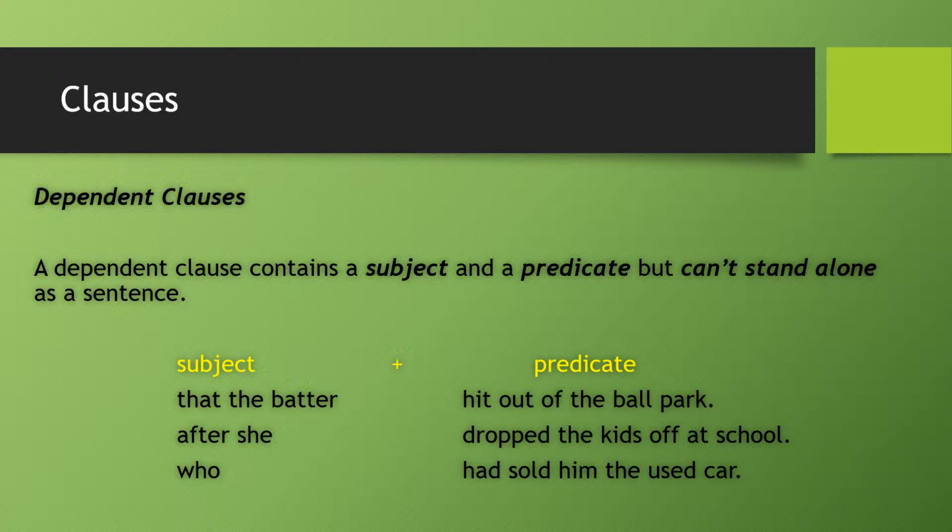After she dropped the kids off at school, we've got a subject, she, and we've got the predicate, dropped the kids off at school. Who had sold him the used car? Well, again, we have a subject, who, and a predicate, had sold him the used car. But none of these, even though they contain a subject and a predicate, make a complete thought. So these are dependent clauses. They're dependent on something else to make a complete thought, thereby making a complete sentence.